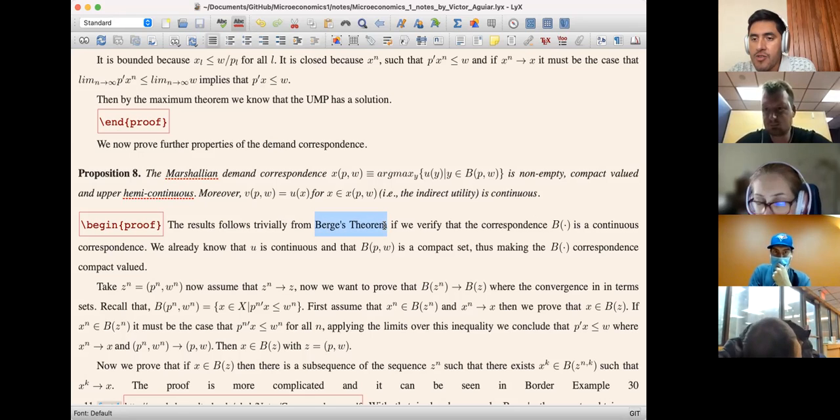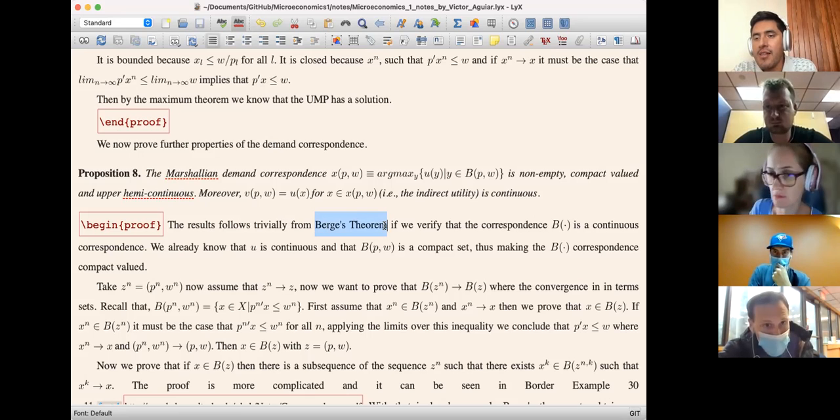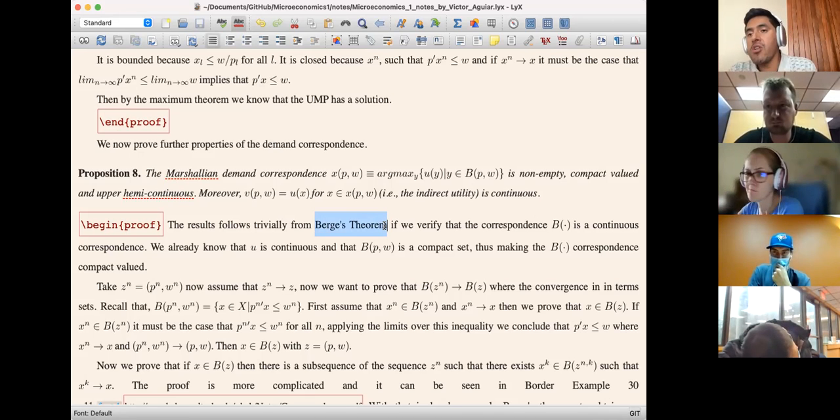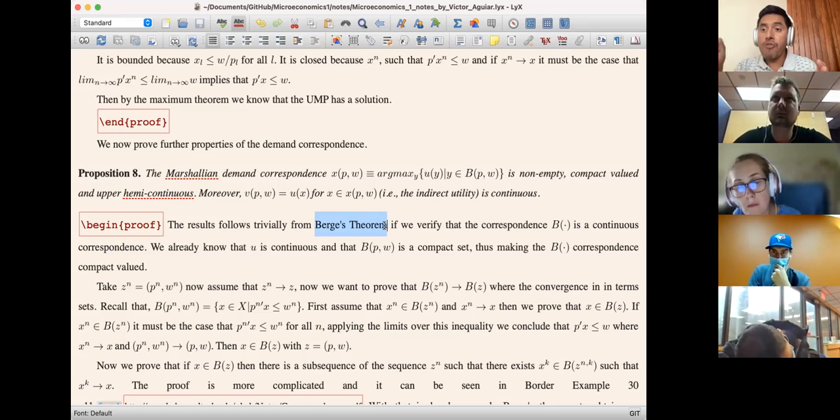So Berge's theorem tells you that if you maximize a continuous utility function, a continuous function in general, on a correspondence. So here, remember that as opposed to the previous result, I'm allowing prices and income to change, right? So instead of thinking of the budget constraint as a fixed object, here I'm thinking of the budget correspondence. What is the difference? In the previous proposition, P and W are fixed. Here instead, I'm thinking of P and W as moving, okay? They are changing, that's the difference.